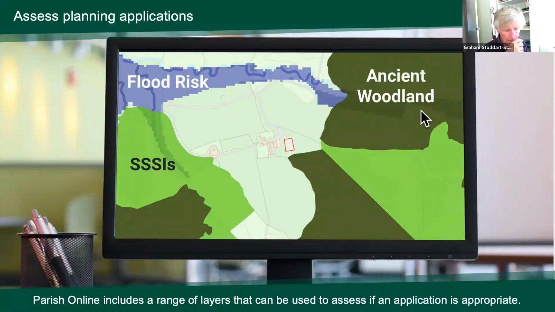People who are making planning applications or receiving planning applications and need to make decisions about them can bring in all sorts of factors to consider. So are they in a floodplain? Are they in a site of special scientific interest? Something like that. Things that are not immediately obvious on a regular map, but become blindingly obvious once you introduce them on the digital map.